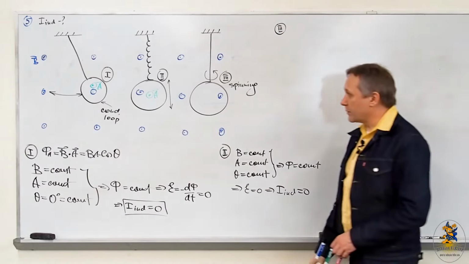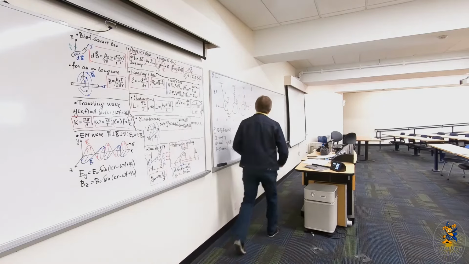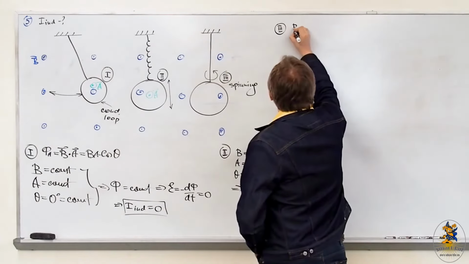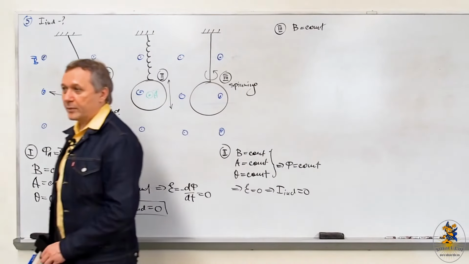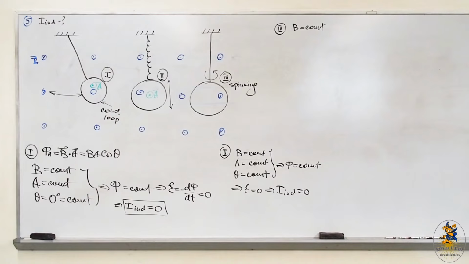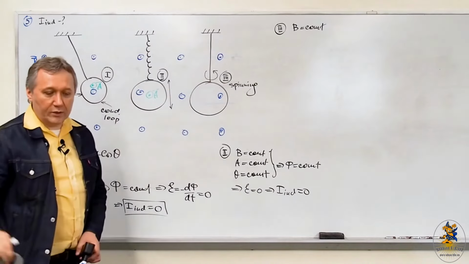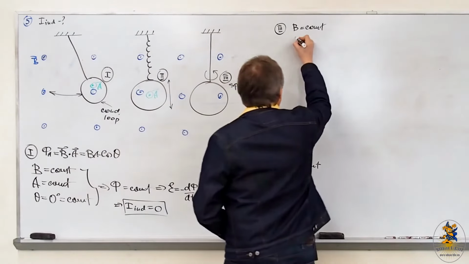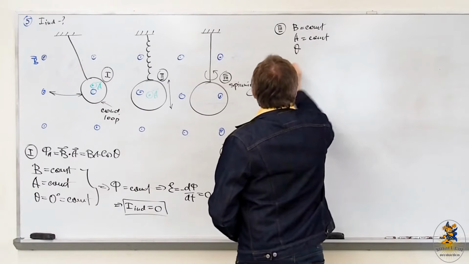Again, we need to see what happens to the magnetic flux, three parameters: B, A, theta. Still, as we spin, nothing happens to the value of the magnetic field, it stays constant. Area of the loop also stays constant. We're spinning a bit, but we do not distort the shape of the loop. So area is still constant. But what about the angle?